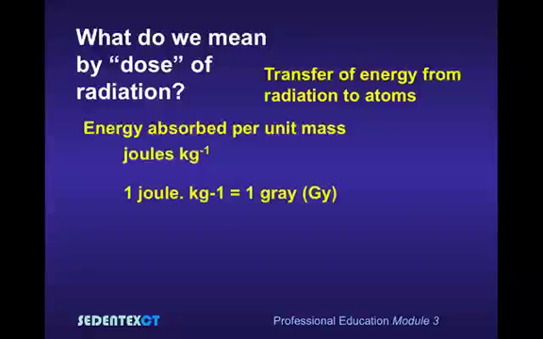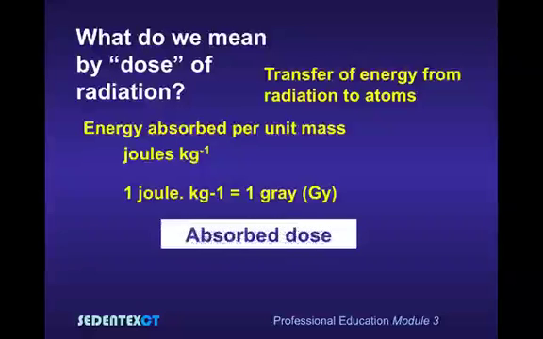In a radiation context, 1 joule per kilogram is traditionally called 1 gray. And this is called absorbed dose. Try to remember this term because we have a number of different ways of expressing dose.